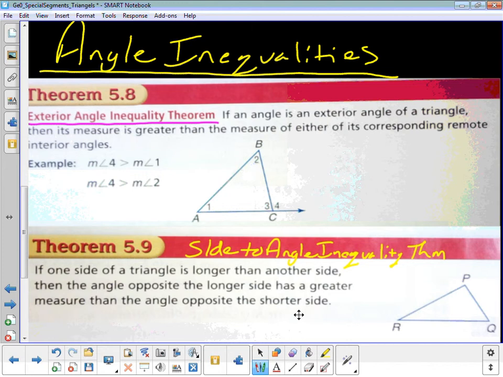Okay, the other one is if one side of a triangle is longer than another side. So if RP is longer than PQ, then the angle opposite the longer side has a greater measure than the angle opposite the shorter side. So if RP is the longer side, that means angle Q is the bigger angle. If PQ is the shortest side, that would mean angle R has to be the smallest angle. So if I know the lengths of all three sides, I can tell you which angles are going to be bigger, smaller, in the middle just by knowing the sides. Opposite the longer side is the bigger angle.